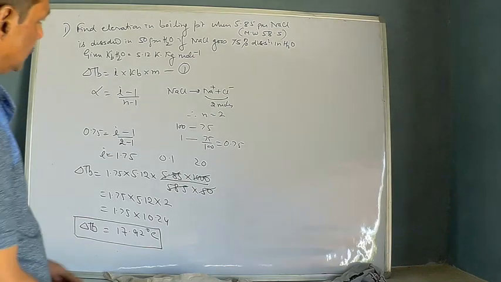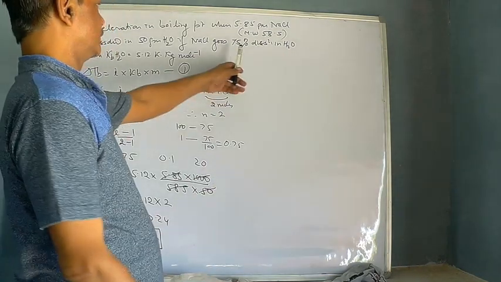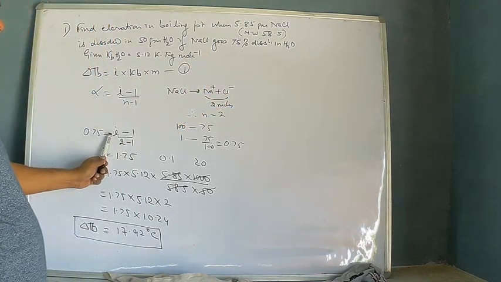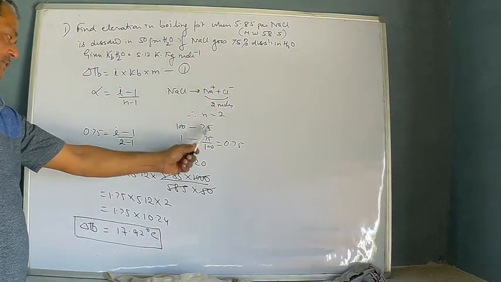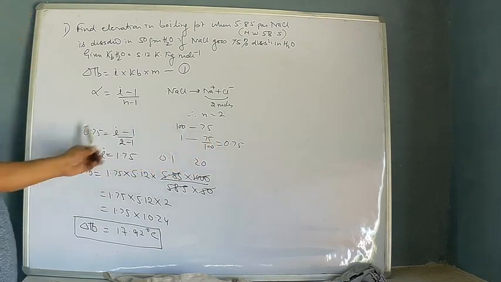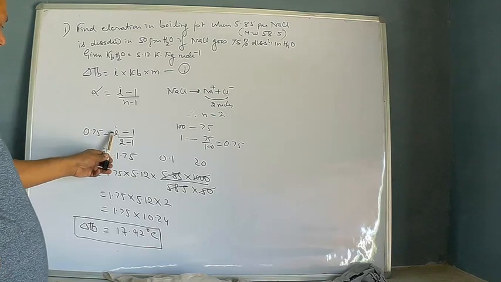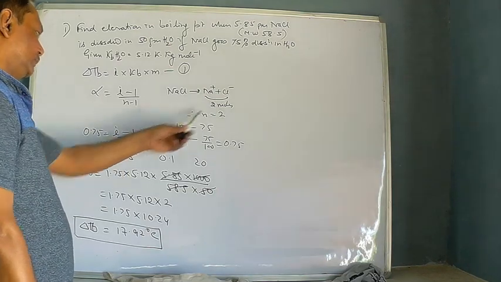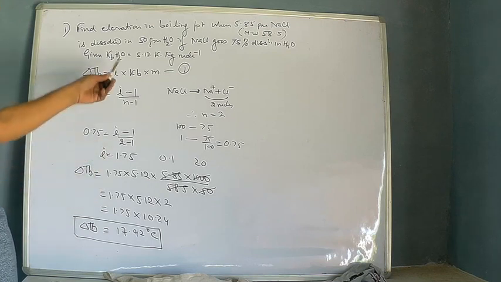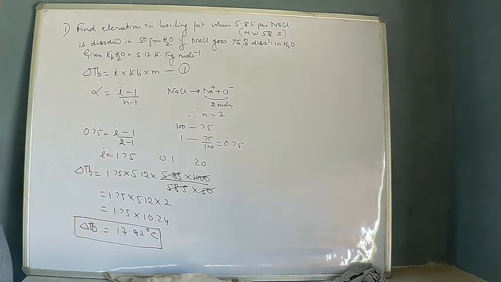First, again I repeat, percent dissociation was given to you. With the help of this, find out the value of alpha. Out of 100, 75 dissociate, so out of 1, 0.75, so we put value 0.75 here. i we are going to calculate, and the value we have already calculated here gives you 1.75, and then putting in this formula, we get delta Tb equal to 17.92 degrees centigrade.